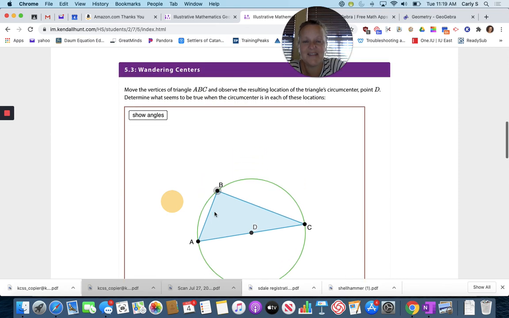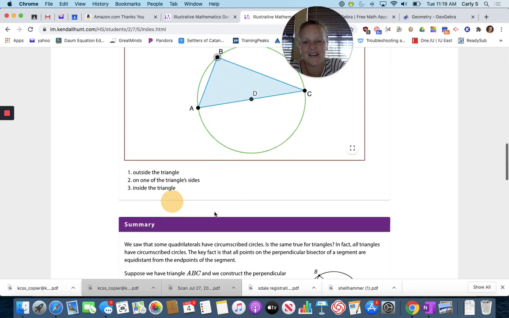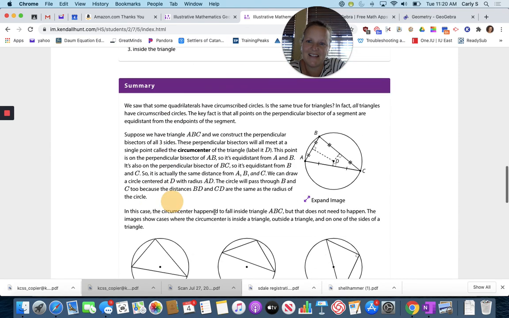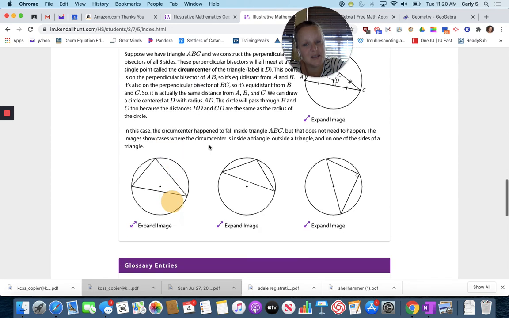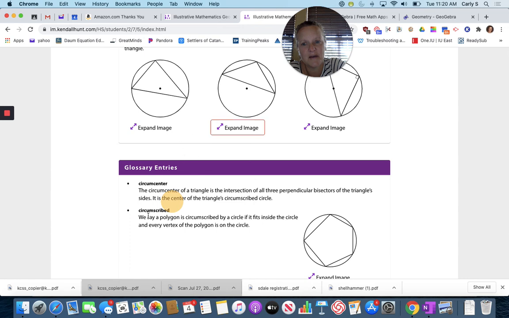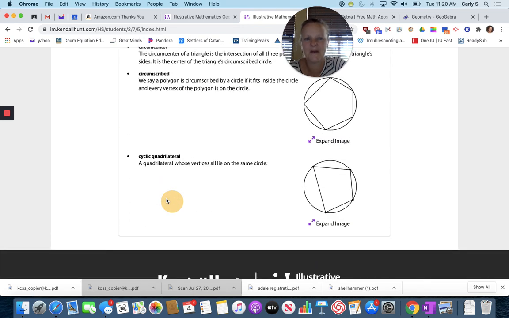Cool. So that's a lot of fun. And you have access to this in your curriculum. And that's it. That's our summary. All right. Good job. Here's some vocabulary words that you need to make sure you remember and what we can add to our glossary. Okay? All right. Good job today.